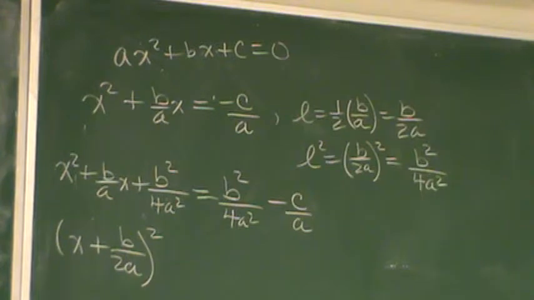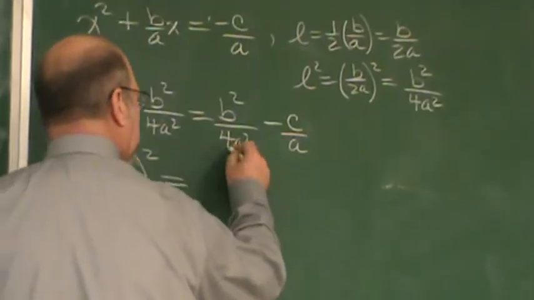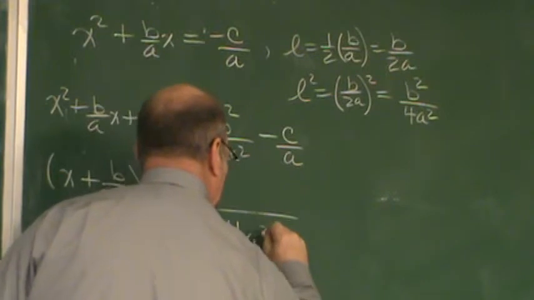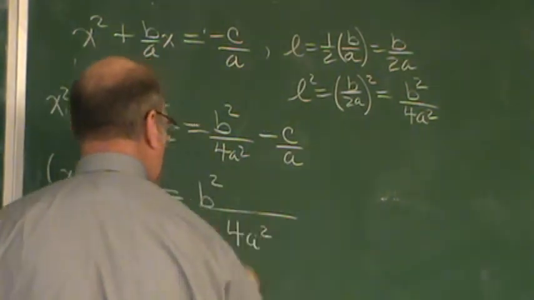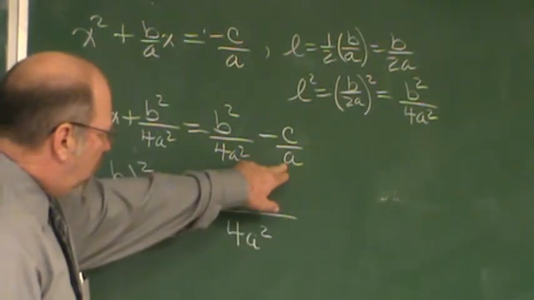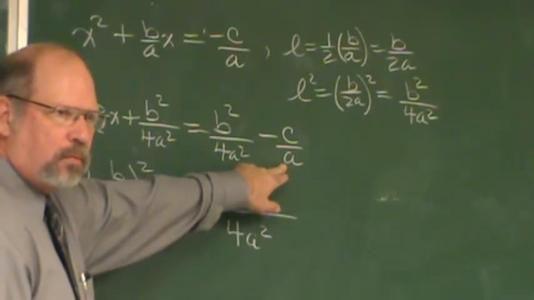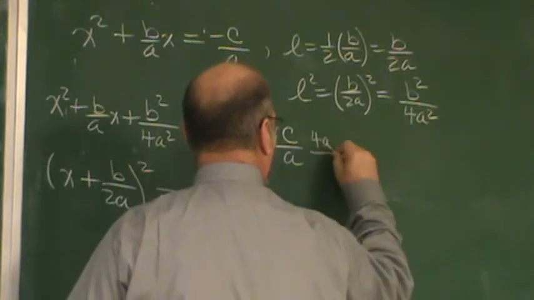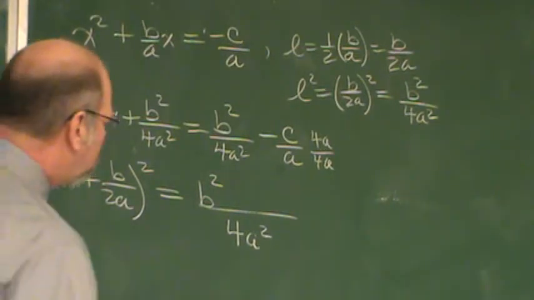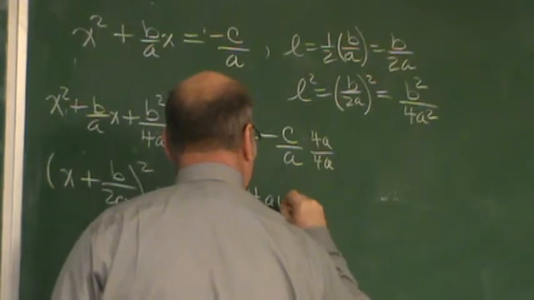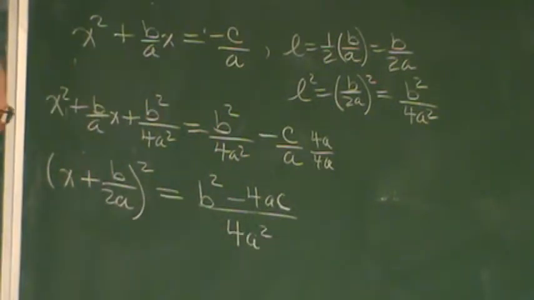All right? Now, let's look at the right-hand side. What do you got to have to add or subtract fractions? Common denominator. Right? The least common denominator between 4a squared and a is 4a squared. Yes? I've already got a denominator of 4a squared here, so I just write b squared on top. Looking at the denominator of a, I'm missing what? 4a. So I'm going to multiply this by 4a over 4a. If you think about it, you're just multiplying by 1 in a clever fashion, right? The top turns into a negative 4ac, and the bottom is 4a squared. Yes?